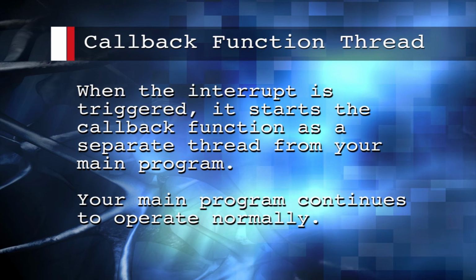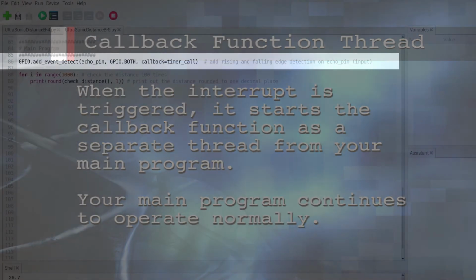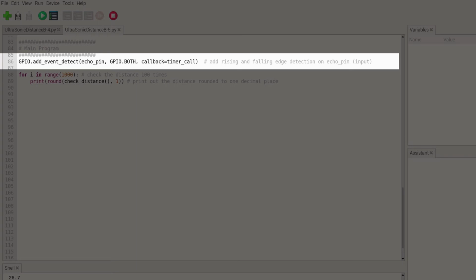Let's talk about how it works in our system with the sensor. The first line tells the GPIO module to add event detect on the echo pin for both rising and falling edges and to use a callback function named timer call. We introduced event detection earlier, so in this case, we want both rising and falling edges to be detected. The third parameter is callback equals timer call.